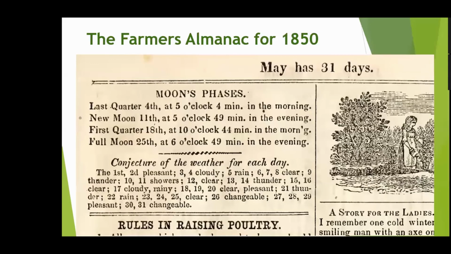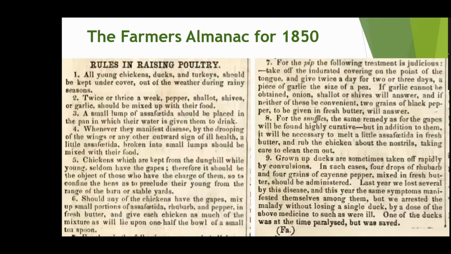So in this one, it shows the moon phases. It gives you a conjunction of the weather for that whole month. And again, you see the rules in raising poultry. And so here, this is talking about how all young chicks, ducks, and turkeys should be kept under cover during a rainy day, and 2 or 3 times a week, what should be mixed up in their food. And it keeps going with the different types of stuff.